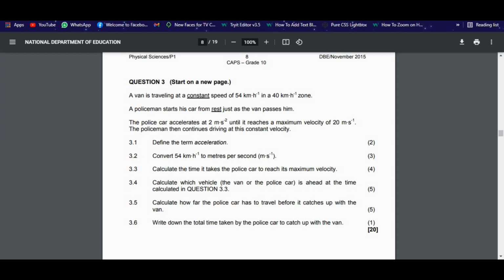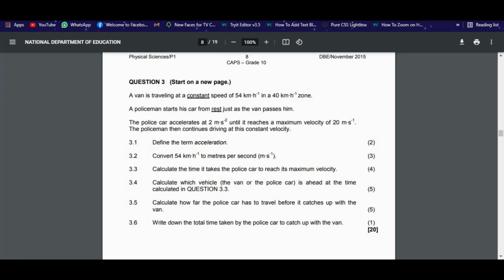And per unit. No, that's until. Sorry, my eyes are bad. The police car accelerates at 2 meters per second until it reaches a maximum velocity of 20 meters per second. The policeman then continues driving at this constant velocity. Define the term acceleration. Okay, so basically acceleration is the rate of change of velocity. Done. Because the change of velocity divided by the change in time will give you an object's acceleration.